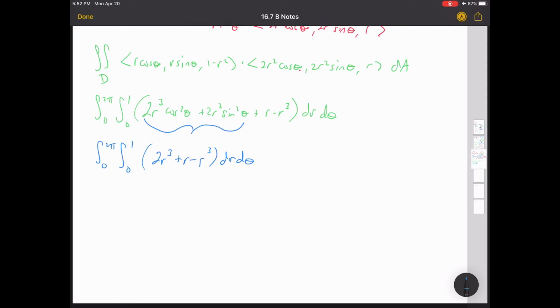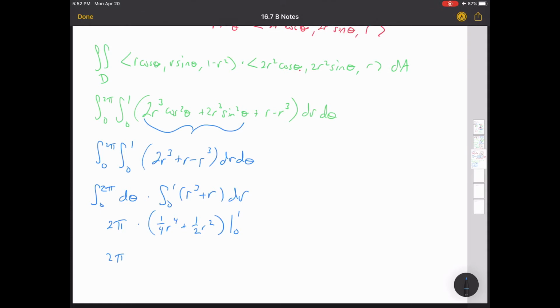And the good thing is there's no theta, so we can separate that. 0 to 2 pi of d theta times 0 to 1. And I've got 2r cubed minus r cubed, so that's going to give me an r cubed plus r dr. So the integral from 0 to 2 pi of d theta we have done so many times now, that's just 2 pi. We do have to do a little work on the other one, so that's going to be 1/4 r to the 4th plus 1/2 r squared from 0 to 1.